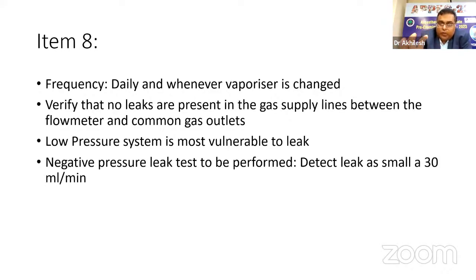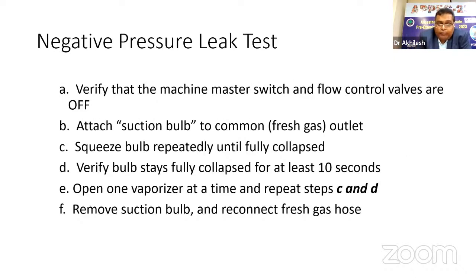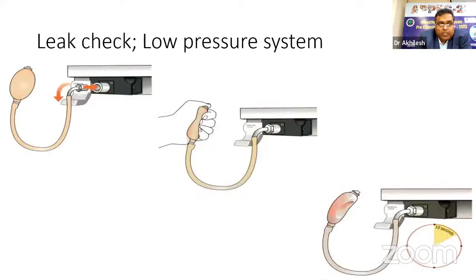So we do a negative pressure leak test. It is also known as the universal leak test. It is asked in the exam every time: what is the universal leak test, what is a negative pressure leak test, and it can detect leaks as small as 30 ml per minute. So how do you perform this? Verify the machine master switch and flow control valves are off. Attach a suction bulb to the common gas outlet. This is a suction bulb and you attach it to the common gas outlet.